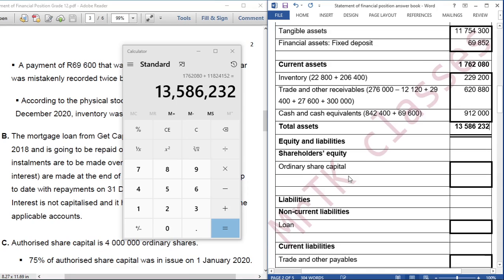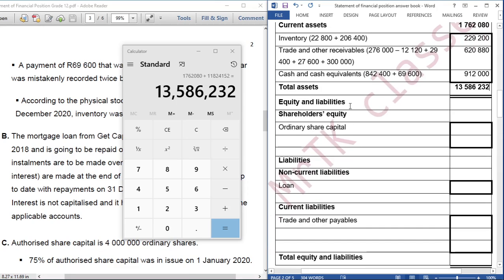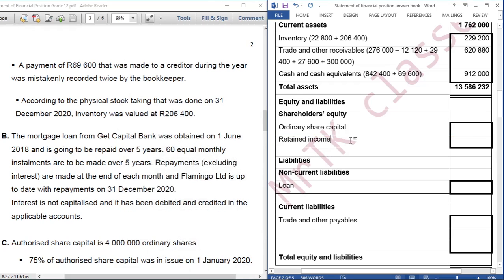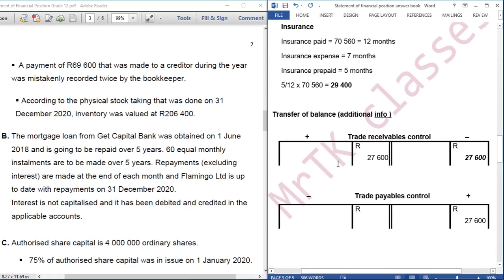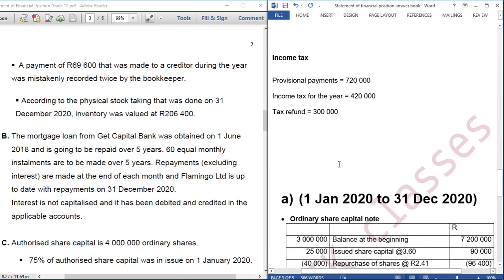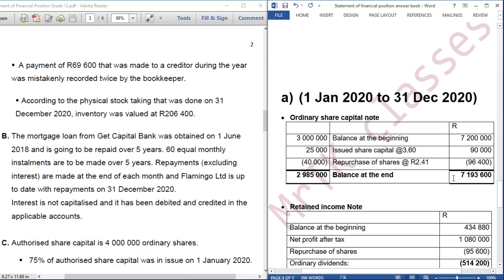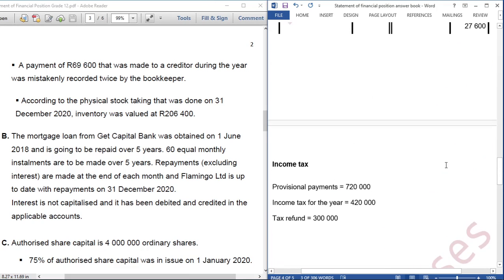Let us move on to our equities and liabilities section. So we have shareholders' equity, where we have ordinary share capital and retained income. All right, so ordinary share capital and retained income, we have covered this when you are doing part A. You should look for the tutorial video of part A. All right, so we are simply going to take the amounts here. 7,193,600, this is the amount. Okay, let us take it here.